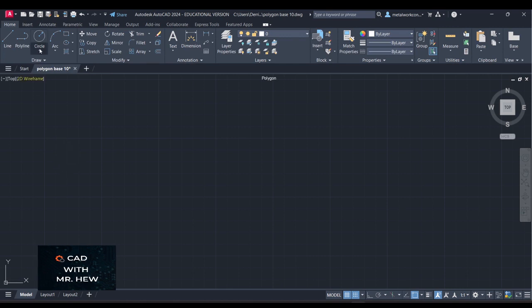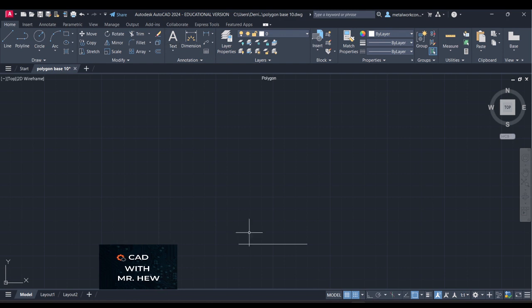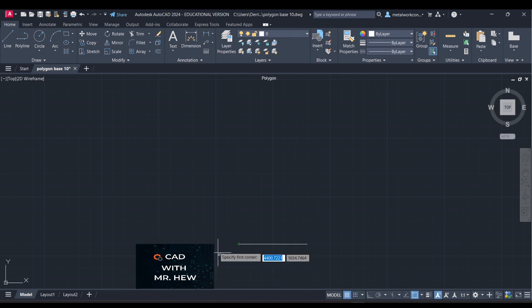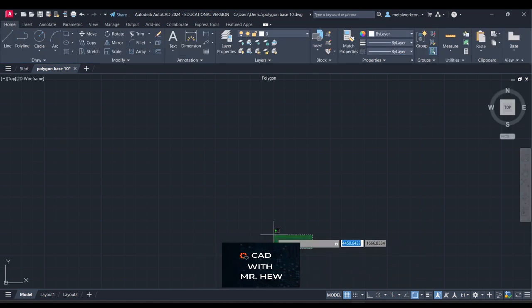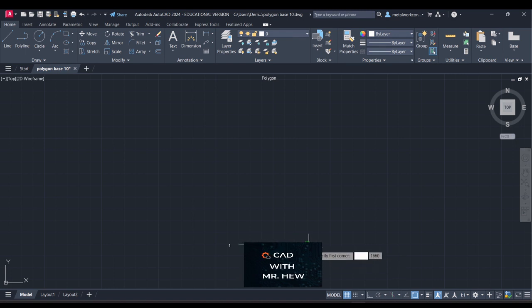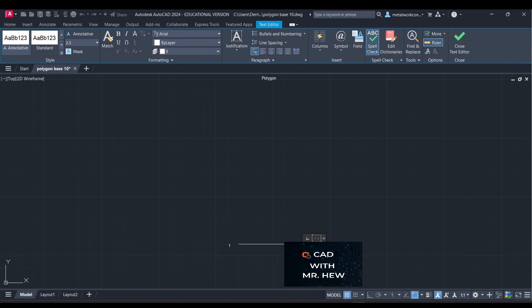So the first thing we're going to draw is a baseline for the polygon that we'll be drawing. Okay, so this is our baseline. Let us label this 1, 2. All right, so that's the baseline.